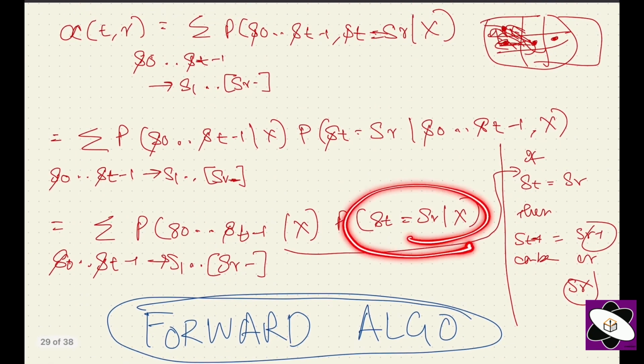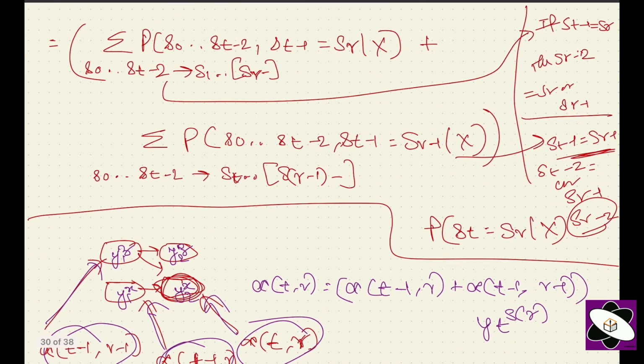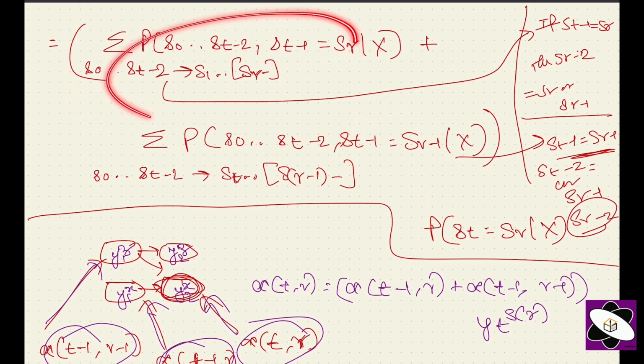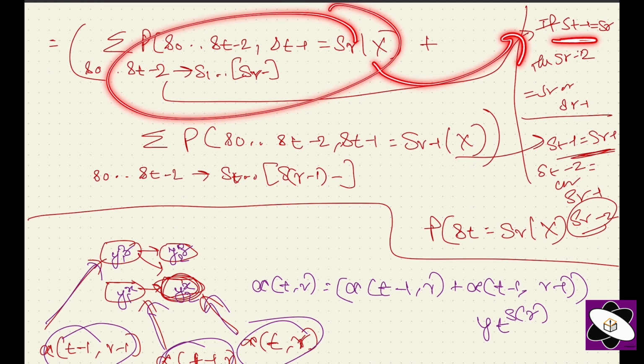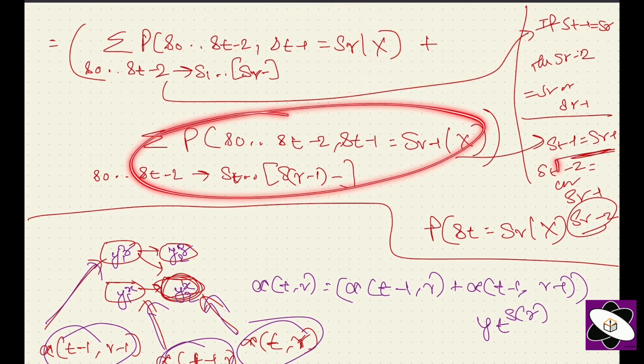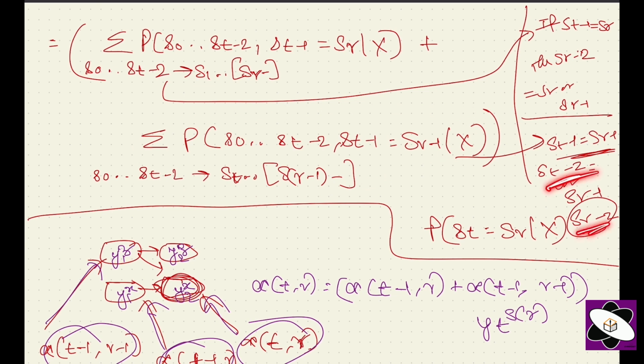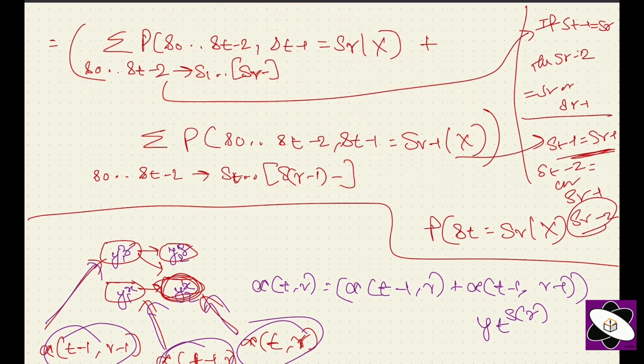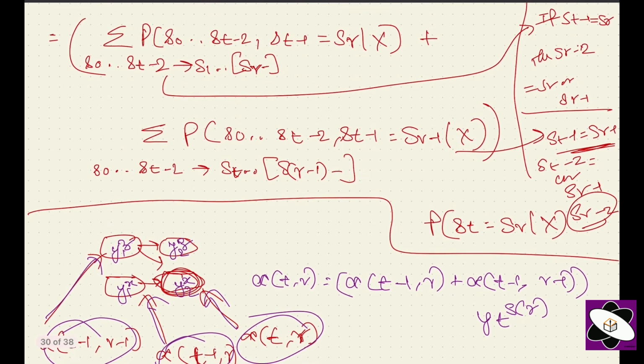It is st equal to sr given the target symbol sequence, the actual input sequence, ground truth values. We have to consider that, and we have cases like st minus 1 can be sr or sr minus 1. And again in this probability we have cases like st minus 2 can be sr minus 1, and in this we have st minus 2 can be sr minus 2, sr minus 1. For example, here st minus 1 is sr, and here st minus 1 is sr minus 1. So like that we need to move on.